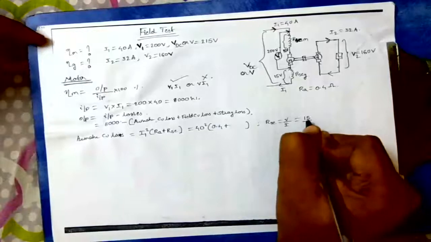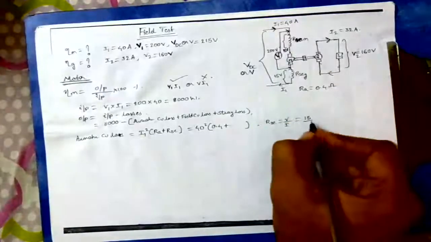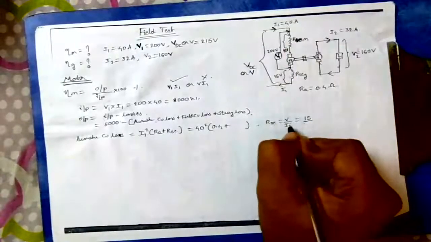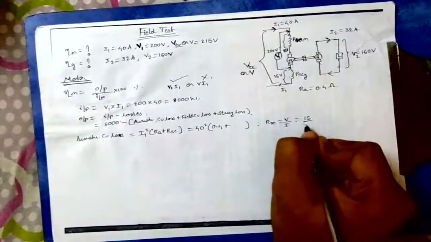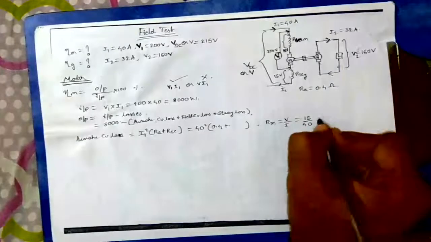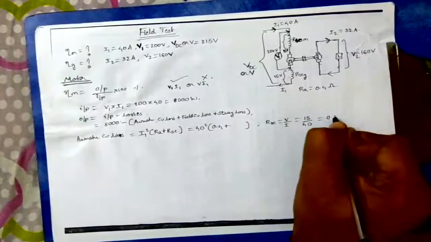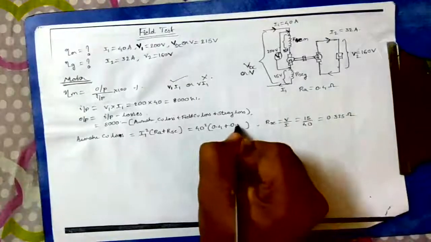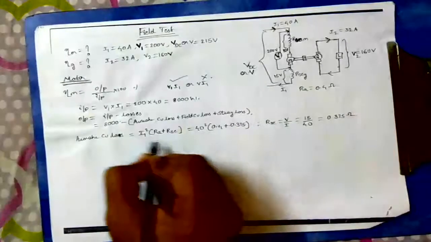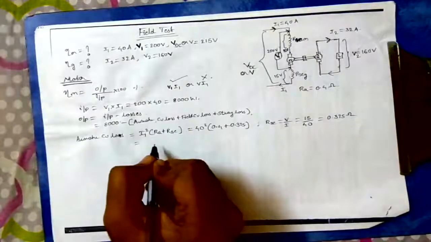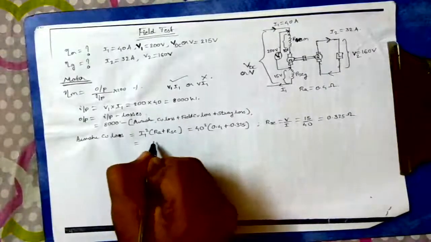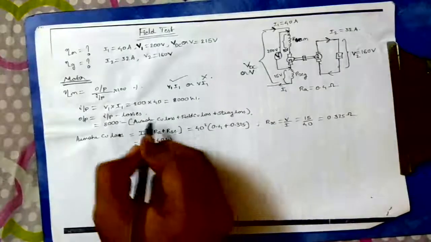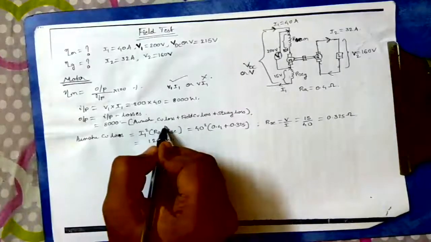15 volt, and the current is I1 that flows there. I1 is how much? 40. If I do the division here, I would get 0.375 ohm. So once I do the calculation, I get the answer 1240 watt. This is your armature copper loss.